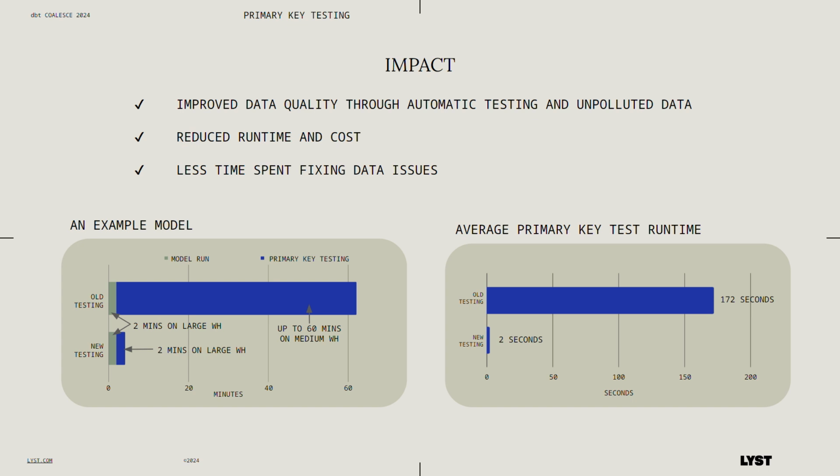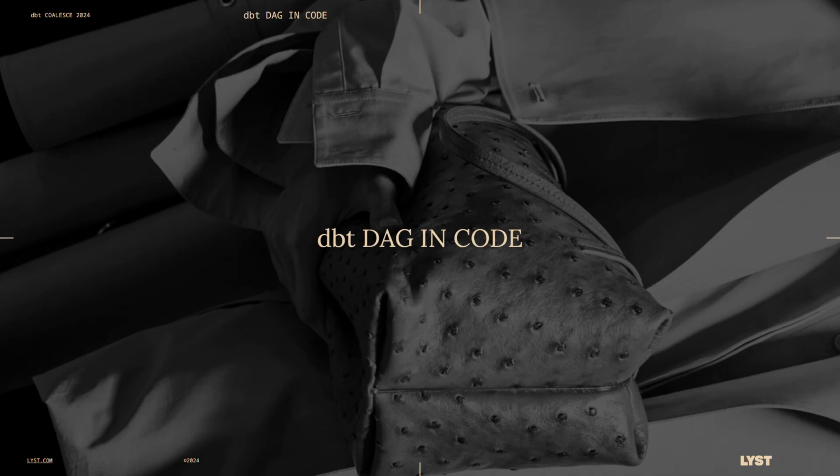And finally, we can ship products faster because we spend less time fixing data issues. In terms of iterations, our first version didn't save the erroneous data, which would then make debugging more of a challenge. So now we save this data if the test fails. So the second macro I'll be showing is our DBT DAG in code.